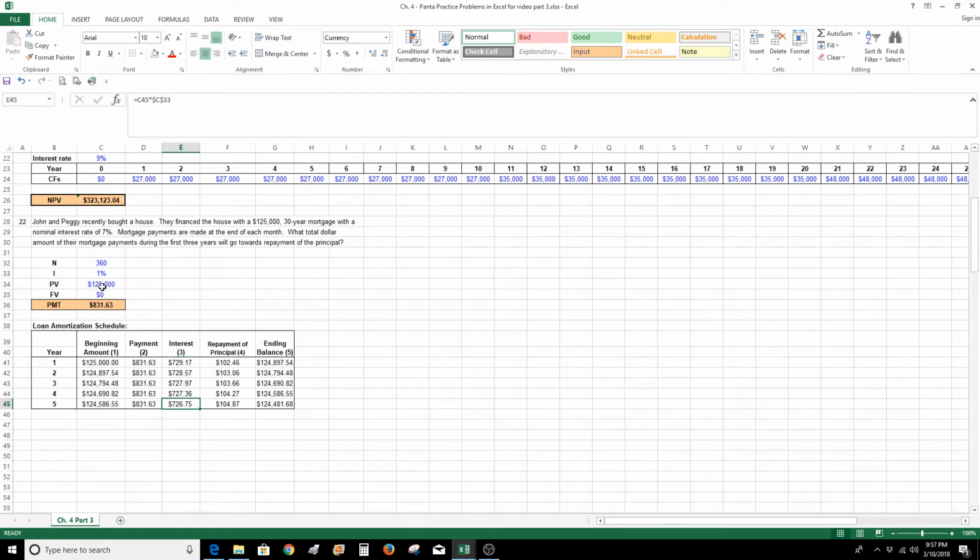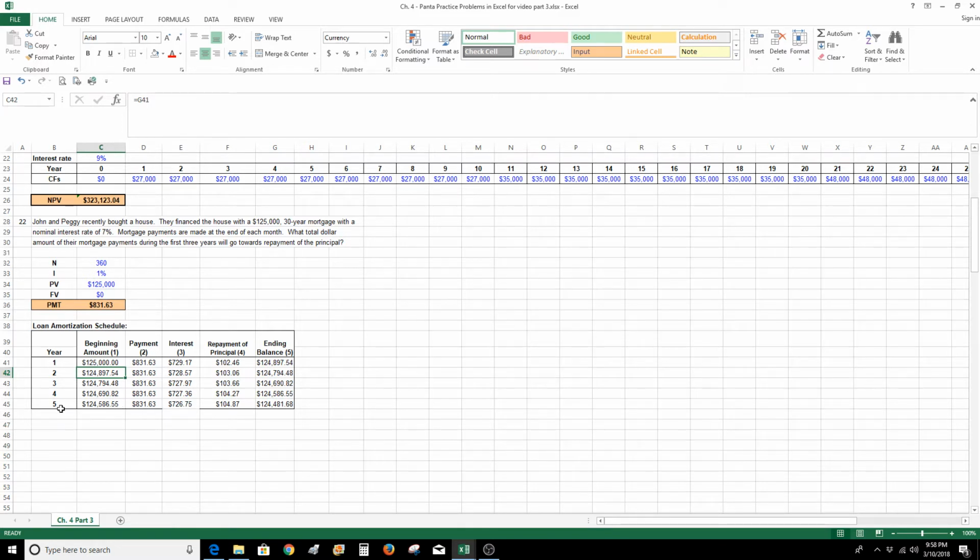That it's still referencing cell C33 even on row E45. Okay, and then the repayment of the principal is just taking the difference between the total payment and the interest, and then the ending balance is taking the total of the beginning amount less the repayment of the principal. So then the new beginning amount on year 2 starts with the ending balance from year 1.